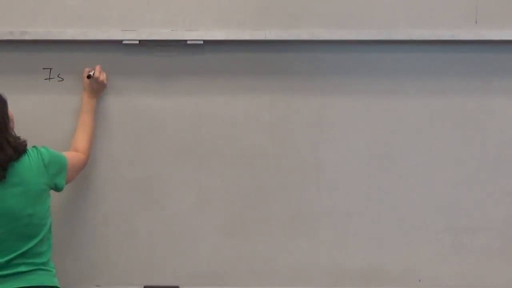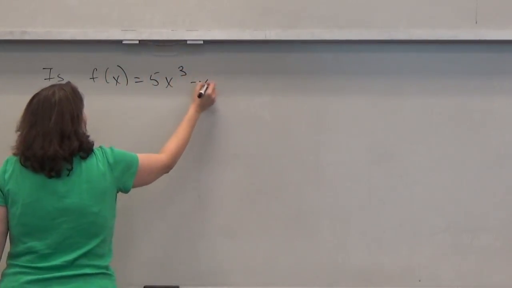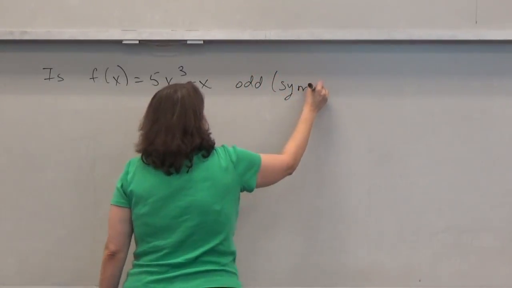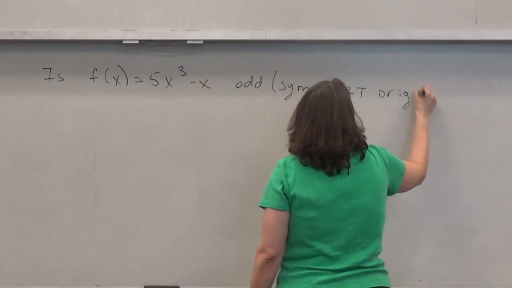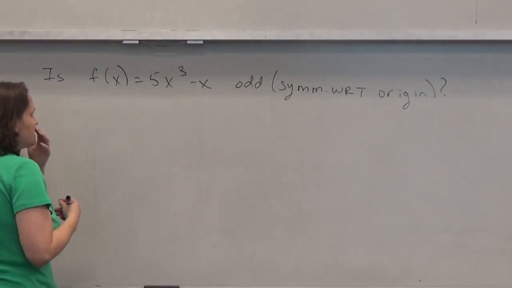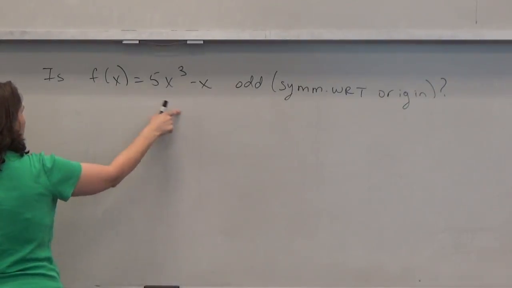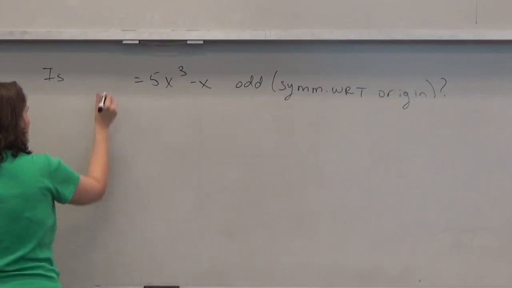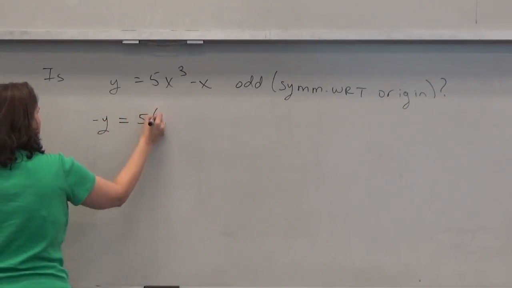Is f of x equal 5x cubed minus x odd? In other words, is it symmetric with respect to the origin? So we want to substitute negative x for x and substitute negative y for y. If you want to rewrite this and just drop the function notation, you could just think of that f of x as y. So we're going to put negative y, and we're going to put in negative x.